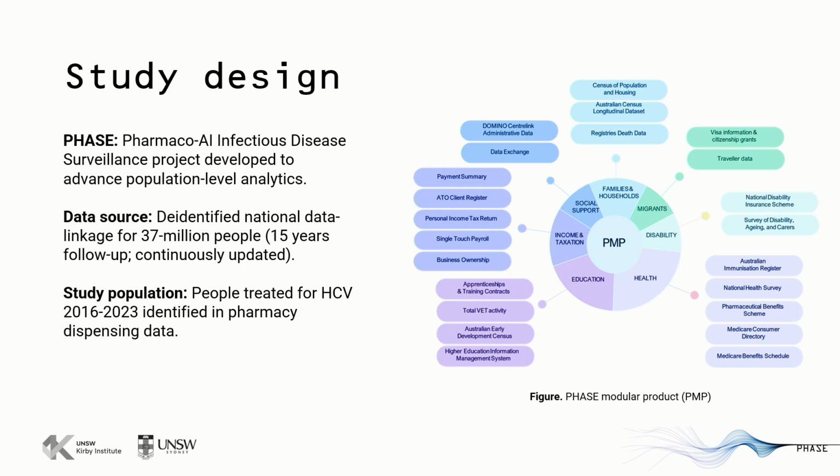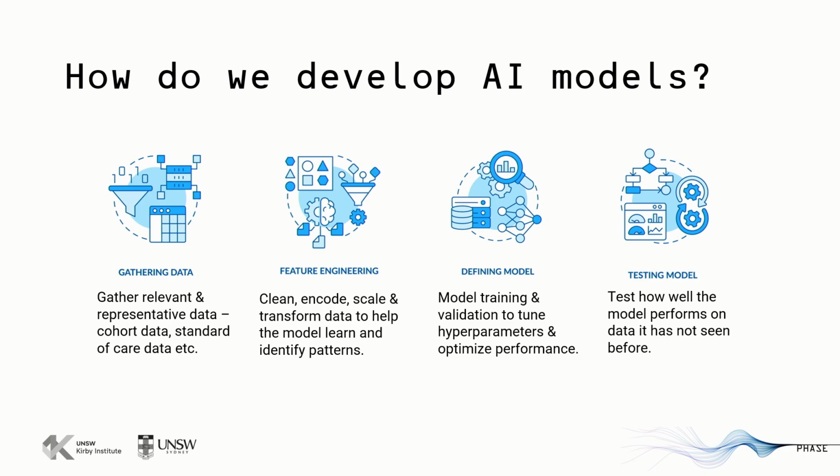So for this particular study though, I'm going to zoom in and pick a very specific population and focus on this one data set to see what we can do with AI to enhance this before expanding into the rest of the data. So I'll be using the pharmaceutical benefit scheme data and people treated for HCV between 2016 and 2023.